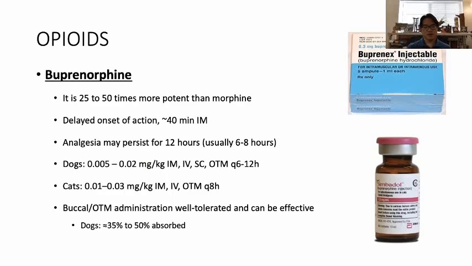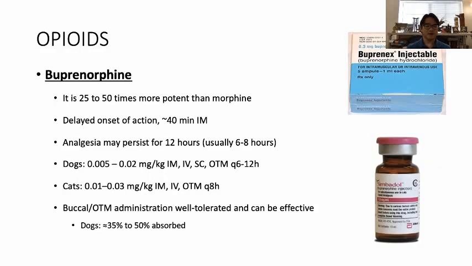So let's talk about each of the opioids briefly. Let's start with buprenorphine. It is 25 to 50 times more potent than morphine. When you're giving IM injections, it does have a delayed onset of action, about 40 minutes. Once the effect kicks in, the analgesic effect may persist for 12 hours, but usually is between 6 to 8 hours. And here is the dosing for dogs and cats that you can give IM, IV, sub-Q, or oral transmucosa.